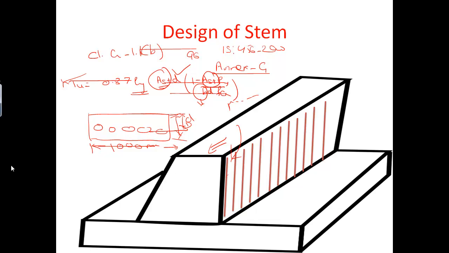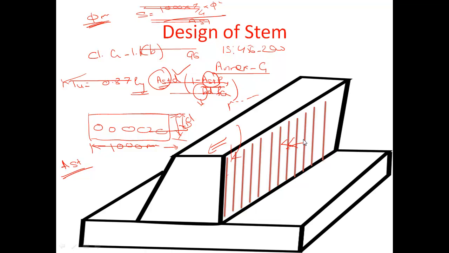From this, we will find out the area of steel needed. From the area of steel needed, we can find out the spacing of the steel bars. If we are taking a 16 mm diameter bar or any phi mm diameter bar, then the spacing of the bars, in a 1000 mm width, is equal to 1000 into pi by 4 into phi square divided by Ast.